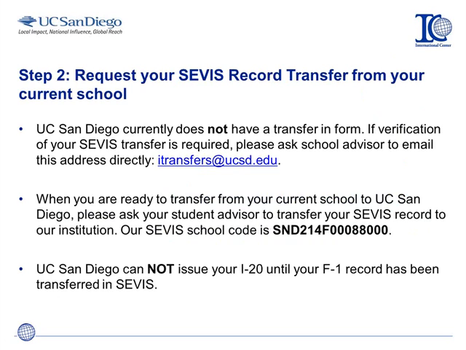Step number 2, you must request your current school to release your SEVIS record to UC San Diego. We cannot process your transfer I-20 request until your current school releases your SEVIS record to us. Please follow up with your international student advisor. The UCSD SEVIS school code is SND214F000888000.